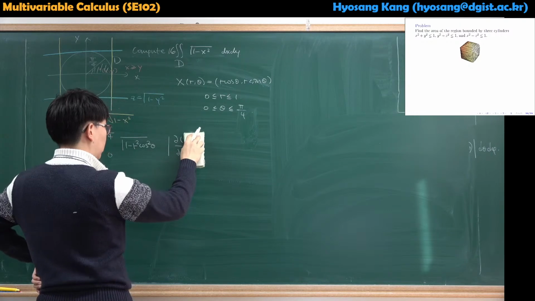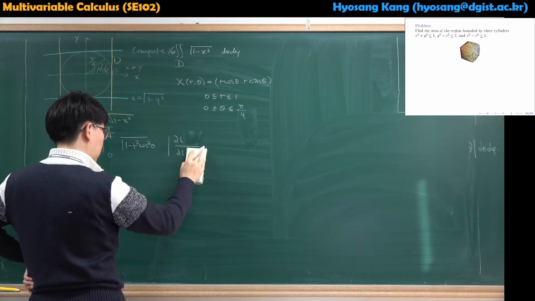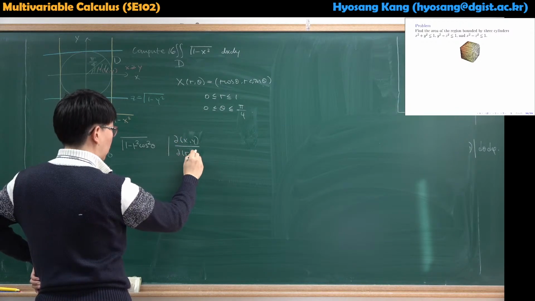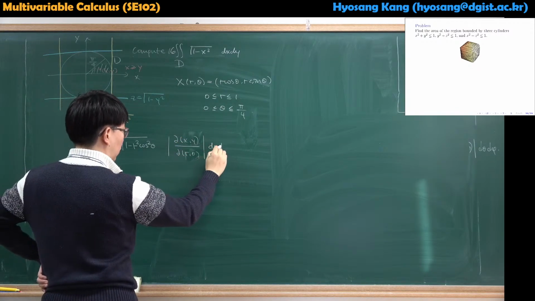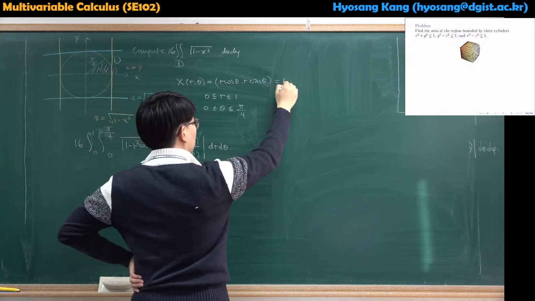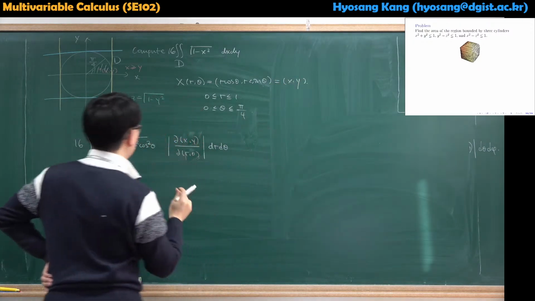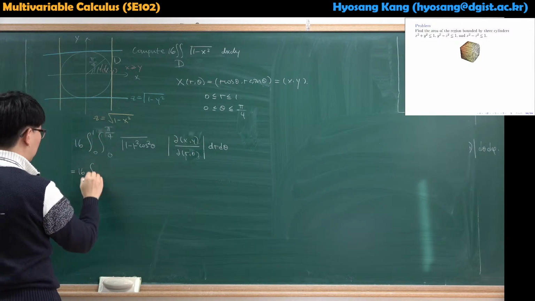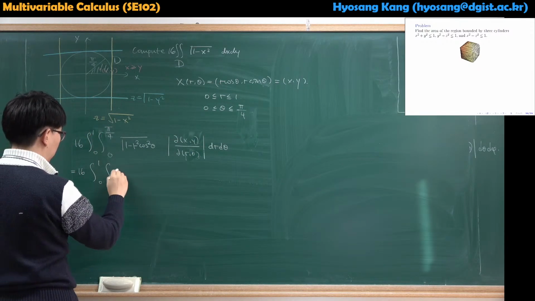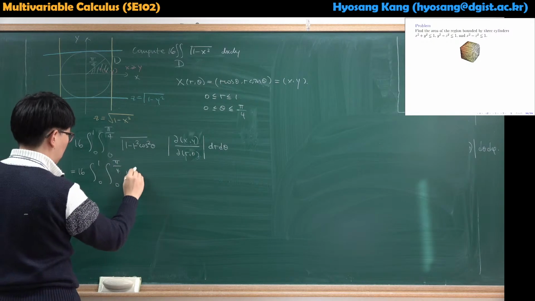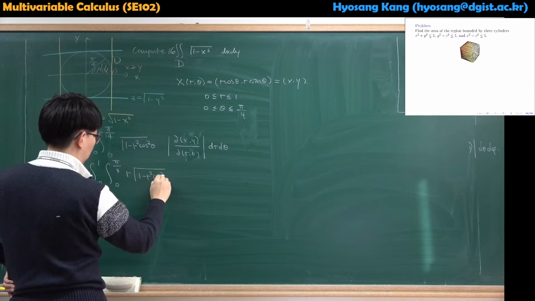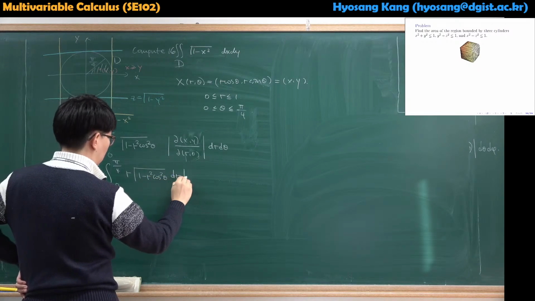The Jacobian of x, y with respect to r, theta, dr d theta. So this is x and y. If you compute this, you know that this is r. So we have 16, integral from 0 to 1, integral from 0 to pi over 4, r times 1 minus r squared cosine squared theta, dr d theta.